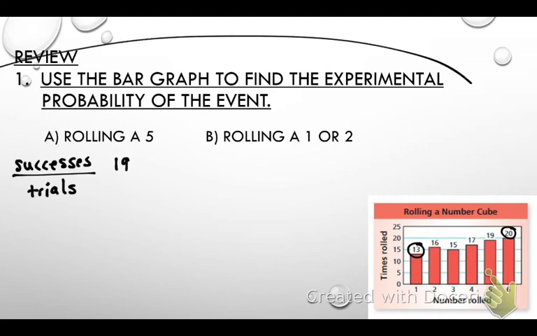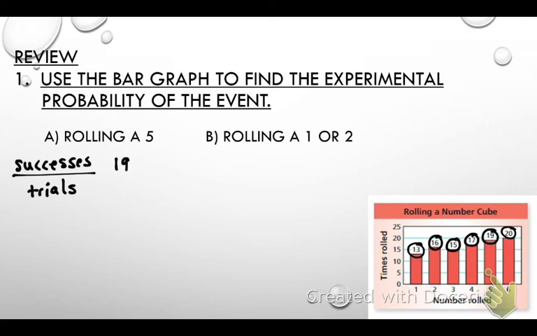So now, my original problem never told me how many times they did this. Can someone explain to me how I can figure out how many times they rolled this number cube? Abigail. Just add all the answers here. Good job. We're going to add 13 plus 16 plus 15 plus 17 plus 19 plus 20. So I want you guys to do that now, and that's going to help us know how many trials there were. All right, guys, when you added that together, what'd you get? 100.